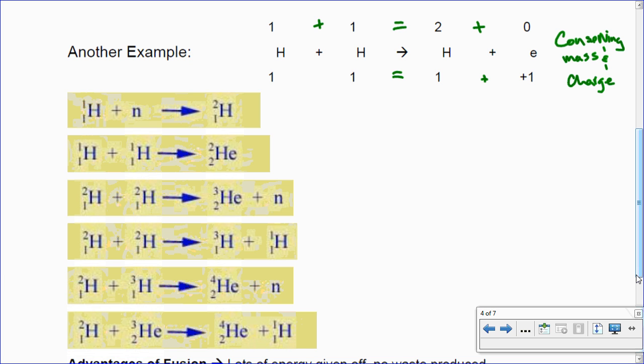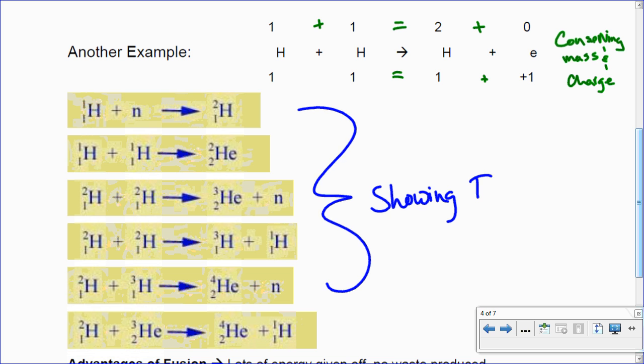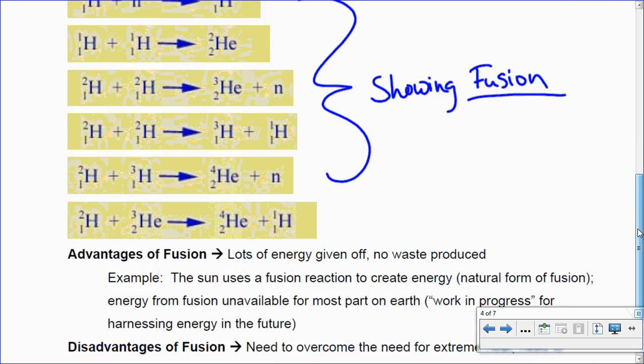Now, in this example, we've got many examples. We've got hydrogen plus a neutron becoming a hydrogen isotope. We've got hydrogen 1 plus another hydrogen 1 becoming a helium 2. Two hydrogen 2s, deuteriums, becoming a helium 3 and a neutron. So all of these examples we have here are showing fusion. Small particles become larger particles, subatomic particles.